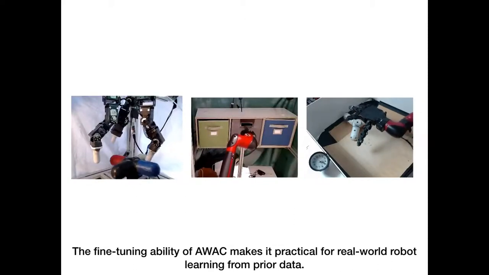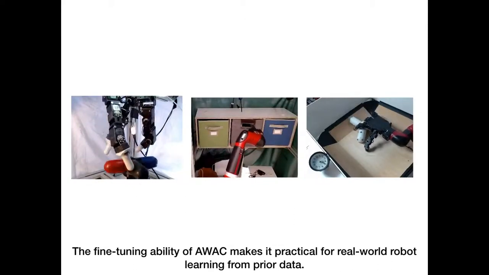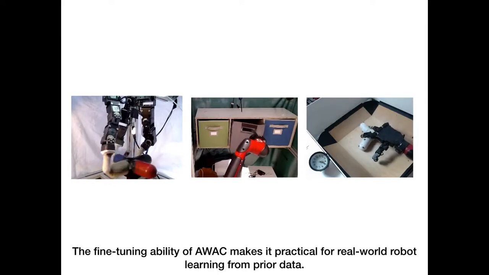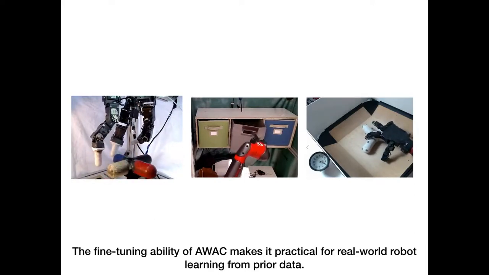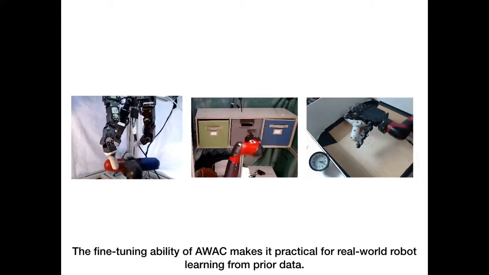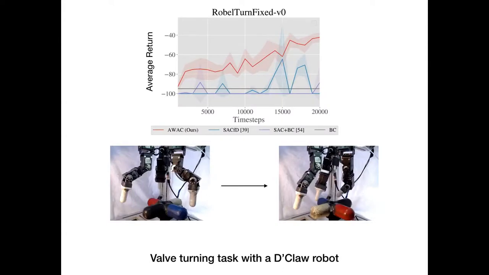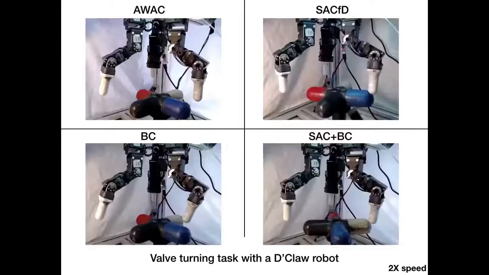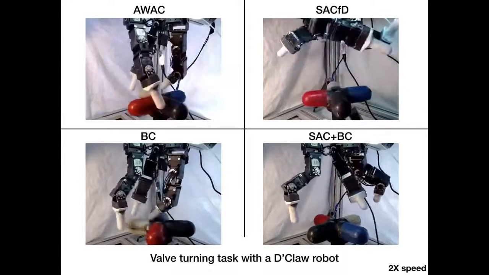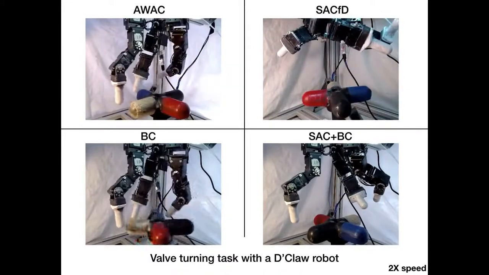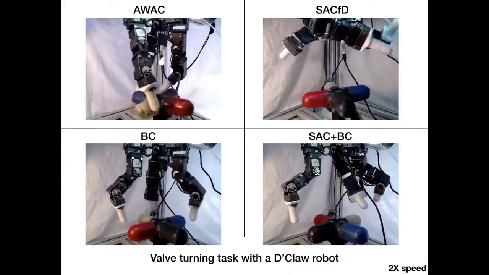So now that we have an algorithm for fine-tuning from prior data, can we use it to solve real-world robotics problems? We evaluate on 3 challenging real-world domains, where in each domain, the prior data is a mix of human demonstrations and behavior cloning data. In this domain, the DClaw robot is tasked with turning a valve 180 degrees from a sparse reward. We see in the learning curve that AWAC begins at slightly above behavior cloning performance and then improves steadily, while other methods that utilize prior data do not improve. These videos show the performance of each method after 20,000 steps of online experience. AWAC consistently solves the task while others do not.